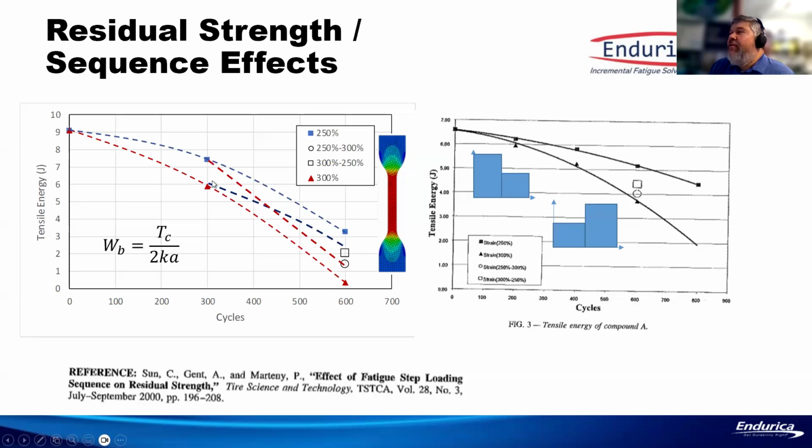When we simulate those in the Endurica code, we can replicate exactly the same results that Sun, Gent, and Martini report for sequence effects. You can see on the left is our simulated results. The step down test is the square, step up is the circle, and you can see that we've really kind of nailed the prediction for these sequence effects. So again, just another example of completeness in the tool set.